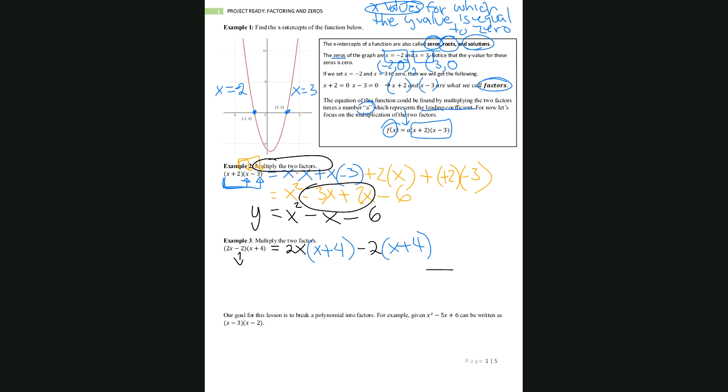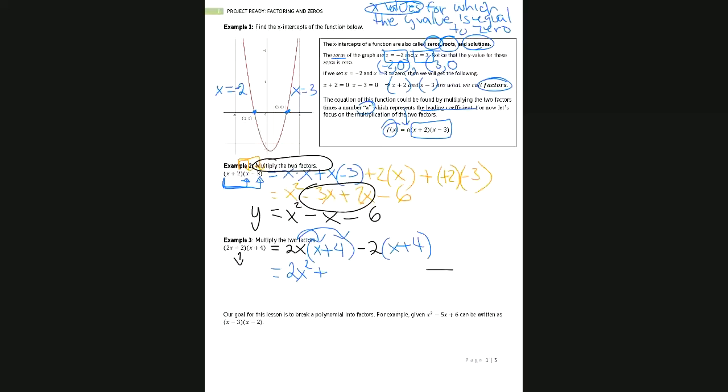Okay, so here we have the answer for example 2. We multiply them, and here will be the answer for example 3. We are distributing 2x times x plus 4 and negative 2 times x plus 4. So now we go here and we distribute 2x times x, so that will be 2x to the power 2. Then 2x times 4, so that will be plus 8x.